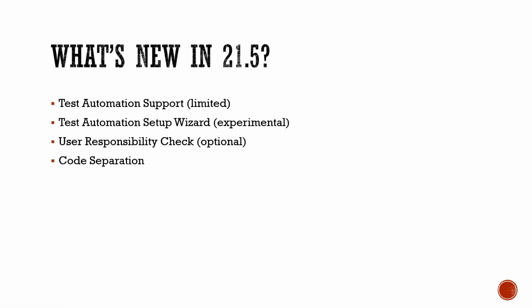Still going back in time, so 21.5 introduced also some features in devpops that might be new to you, related to test automation. So there's test automation support and a test automation setup wizard, experimental. We have a user responsibility check, and we introduced code separation.